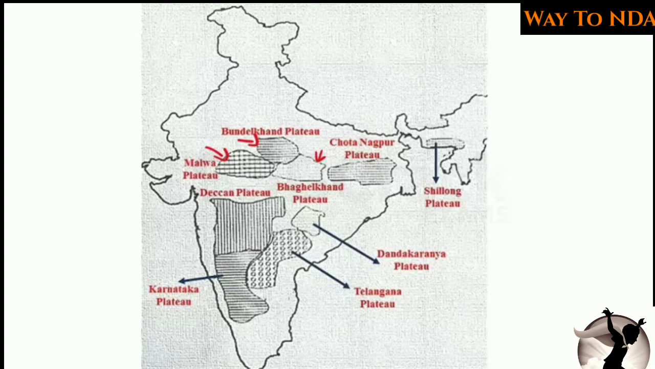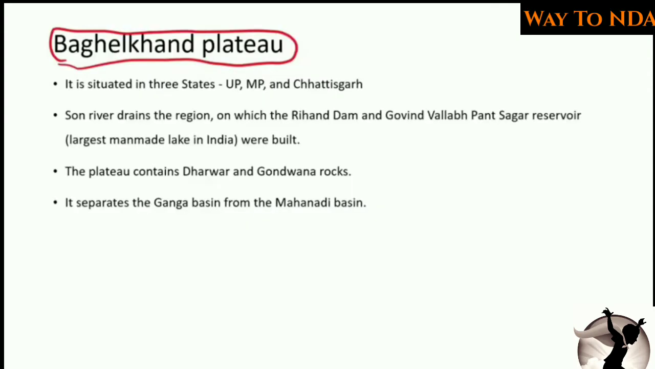Now let's see about the Bagelkhand Plateau. So here is the Bagelkhand Plateau. What is the specialty about the Bagelkhand Plateau? It is situated in three states, that is Uttar Pradesh, Madhya Pradesh and Chhattisgarh. Again, an important thing is you should remember the names of the states in which the plateau is extending. Remember, the Bagelkhand Plateau extends within Uttar Pradesh, Madhya Pradesh and Chhattisgarh. This plateau is in these three states.